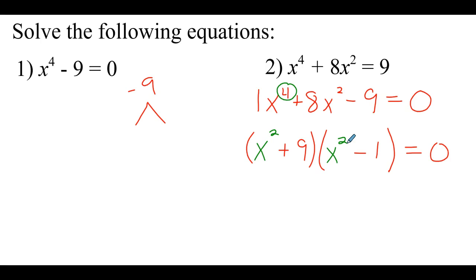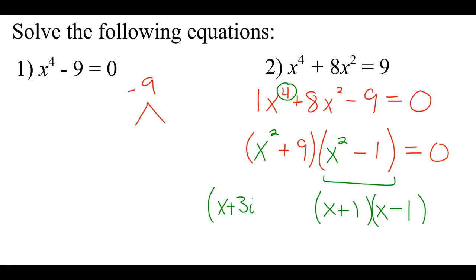Okay, now, this here is a difference of squares. So 1 plus, 1 minus, x times x, 1 times 1. But how do we factor a sum of squares? You got to put the i in it, okay? So x squared plus 9 is x plus 3i, x minus 3i. So if there is a sum, that's always going to be imaginary factors.